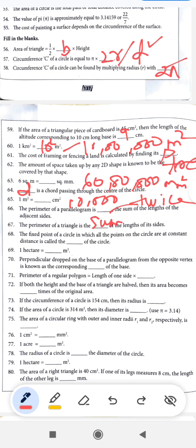Sum of the length of its sides. 68. The fixed point of a circle from which all the points on the circle are at a constant distance is called the center of the circle.